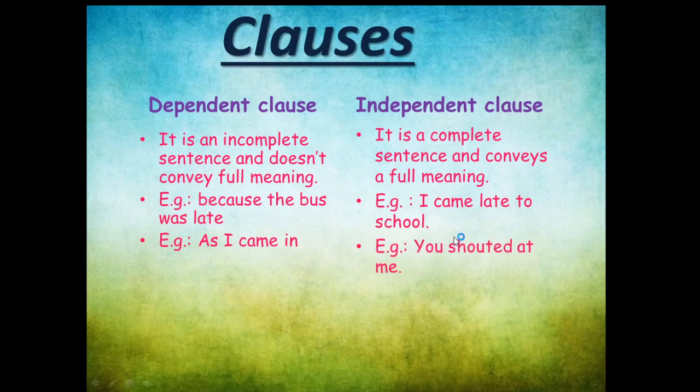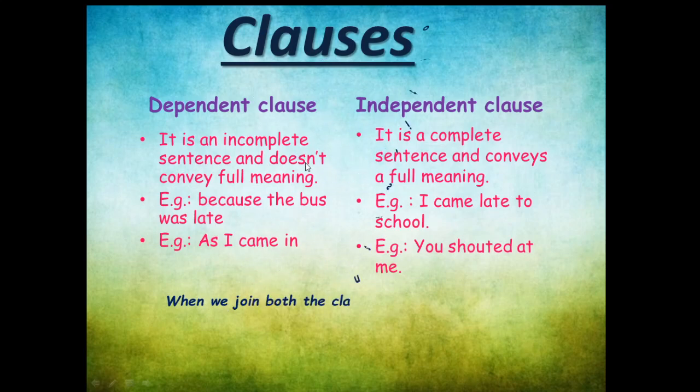One more example, "You shouted at me." So I have a complete meaning of it. This is a complete sentence which has a subject and verb combination and is not dependent on anything. Hence these group of words are called an independent clause. Now let us see how to join these two clauses together and make it a proper complete sentence.